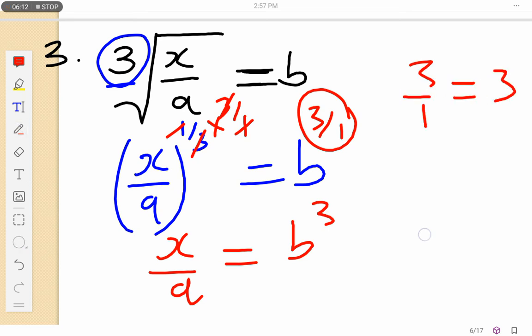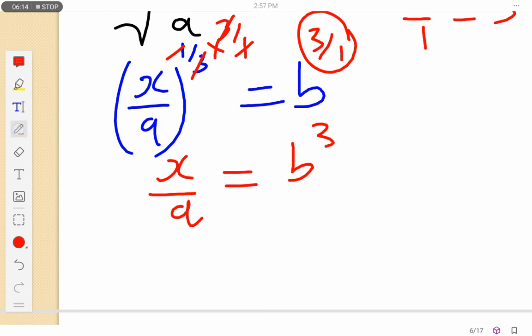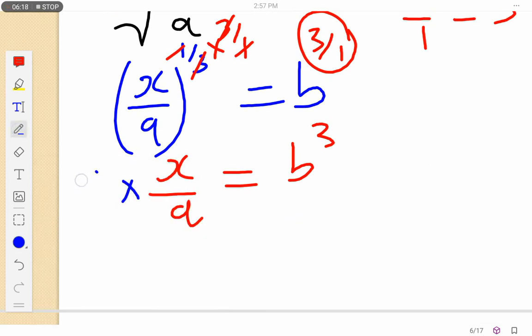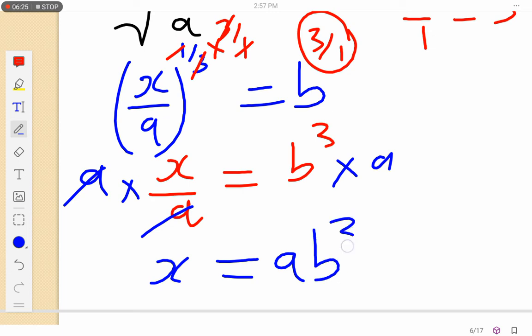Okay. Now we have reached a point where we can multiply both sides by a to remove this a. These will cancel off each other, so our x becomes ab cubed. That's the final answer, guys.